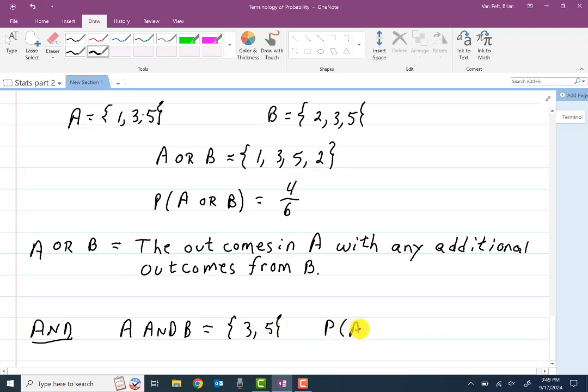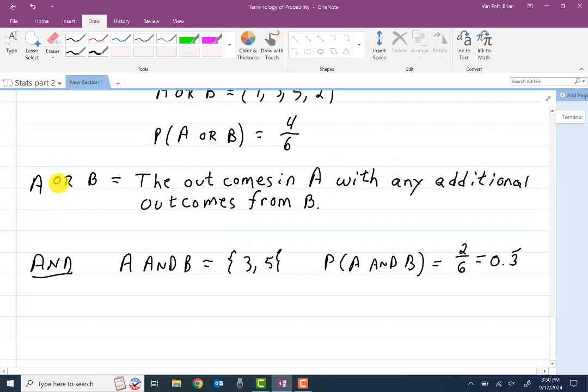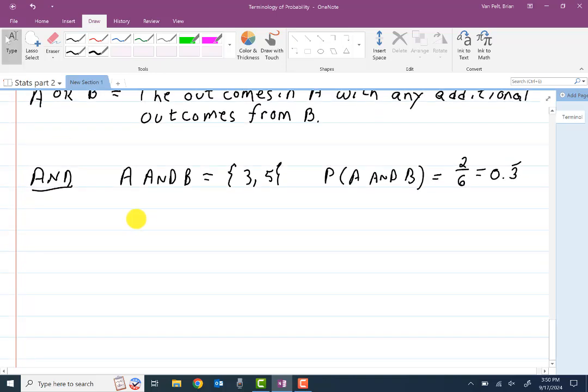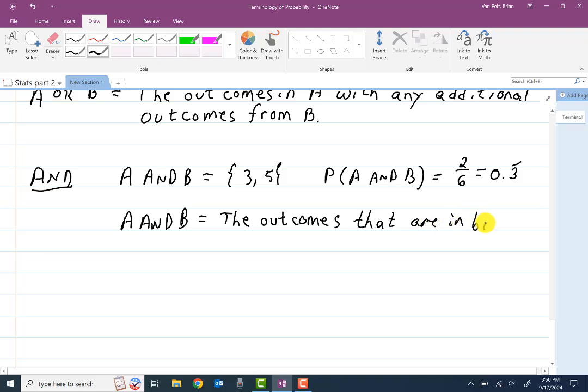And the probability of A and B equals 2 out of 6. Or, if you want to go decimals, 0.3 with a bar over it. So A and B equals the outcomes that are in both A and B.